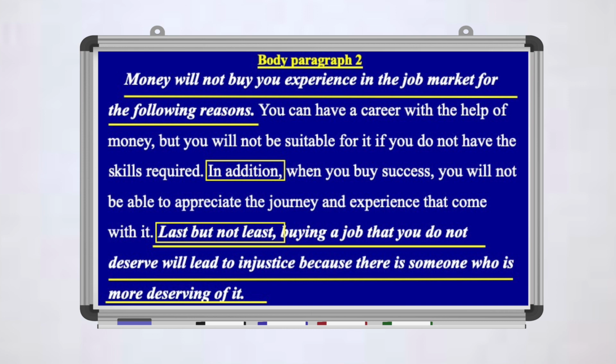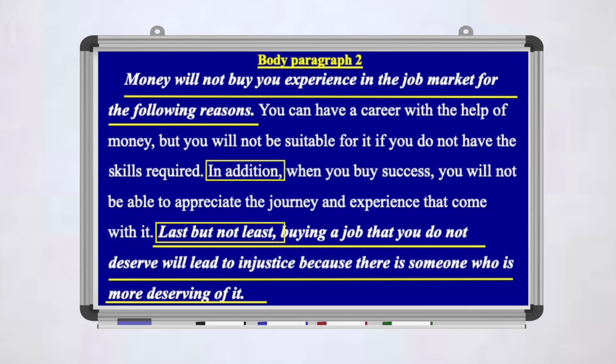Money will not buy you experience in the job market for the following reasons. Here I'm elaborating and I'm giving more explanation for the reasons I provided before. You can have a career with the help of money, but you will not be suitable for it if you don't have the skills required.